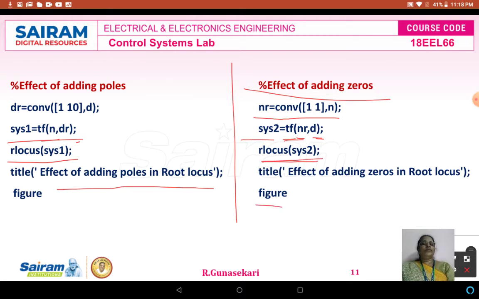Now we give the figure. The figure title is effect of adding zero in root locus.